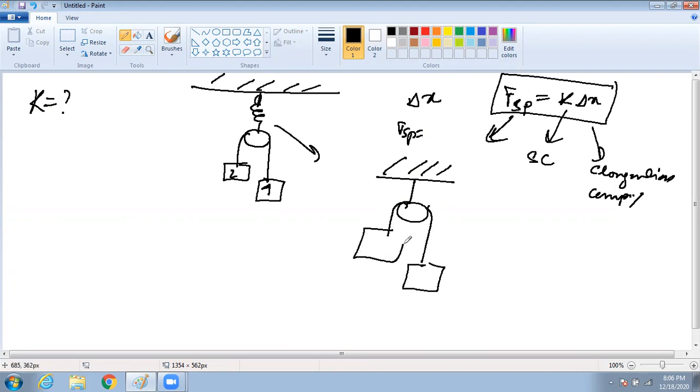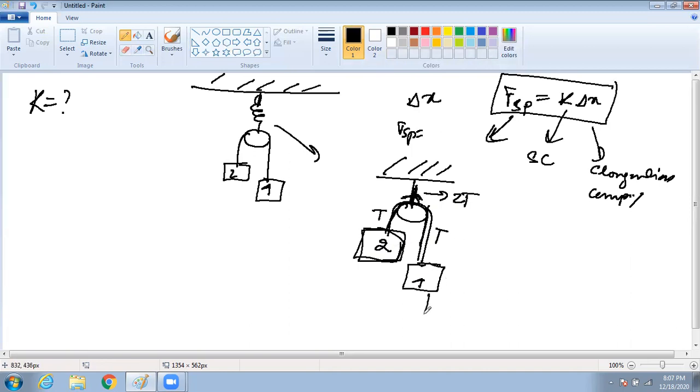Whenever there is a string, what happens? You have tension, and this is the same string, so the tension will be the same on both sides, and this tension will be 2T, correct? Yes or no? Yes, sir. So now what will be F_sp? Your tension will be this side.